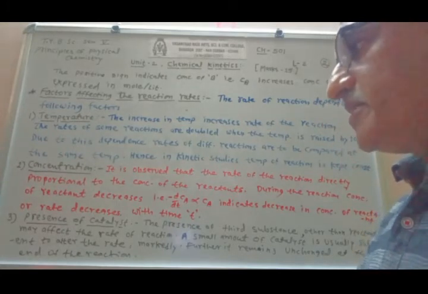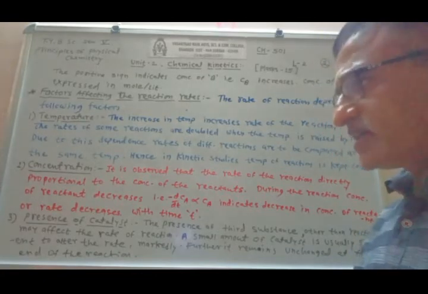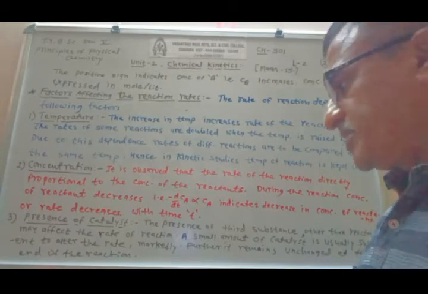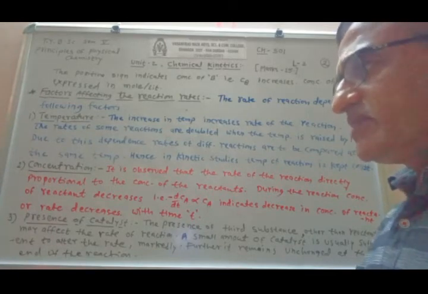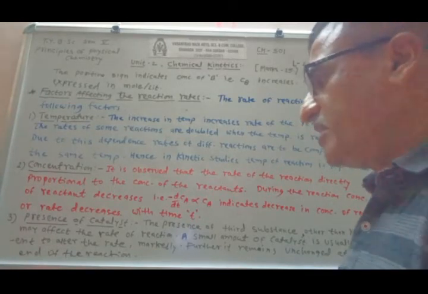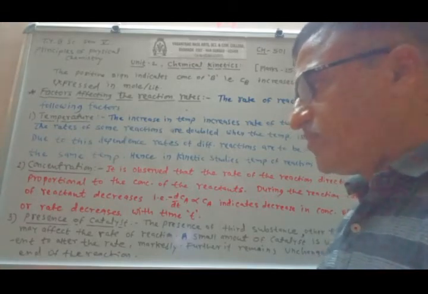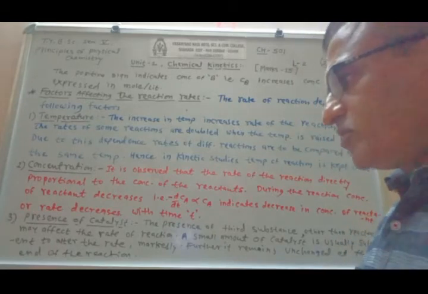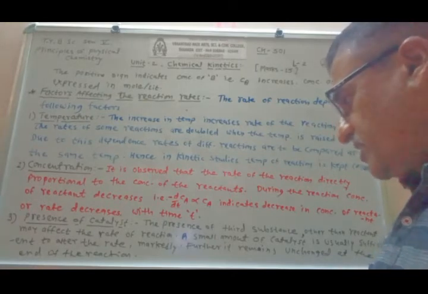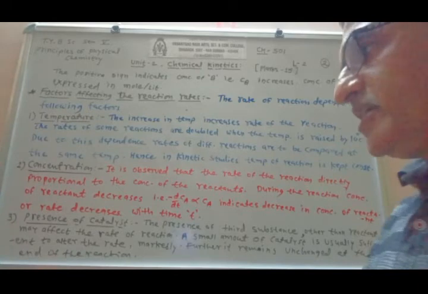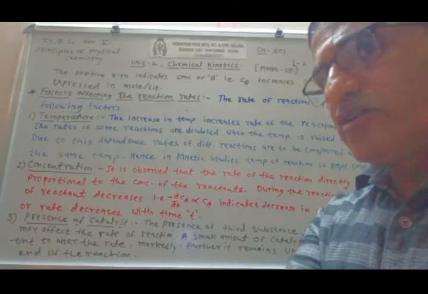The third factor is the presence of a catalyst. The presence of a third substance other than the reactant may affect the rate of reaction. The catalyst takes part in the reaction, but it remains as it is at the end of the reaction. A small amount of catalyst is sufficient to alter the rate of reaction markedly. Further, it remains unchanged at the end of the reaction. In this way, the presence of a catalyst affects the rate of reactions.